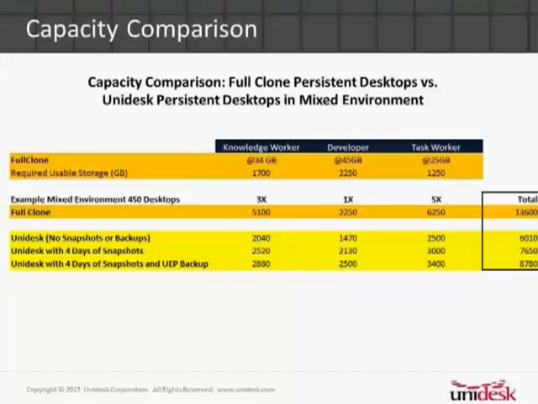If we add in 4 days of snapshots, remember I was saying I wasn't showing that, but I'd show it later, Unidesk goes up to wanting to use 7.6 terabytes. And then if you add in 4 days of snapshots plus UEP backups, you're up to 8.8 terabytes. So what I always think is I expect you to use those things. I would expect with Unidesk you'd use 8.8 terabytes, but you'd still be saving a significant amount of storage from a capacity standpoint back to that original full clone model for persistent desktops.